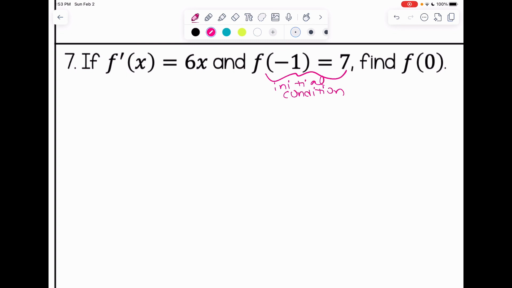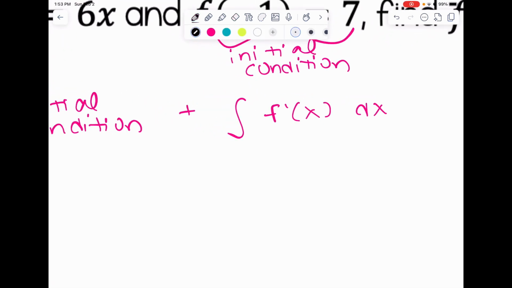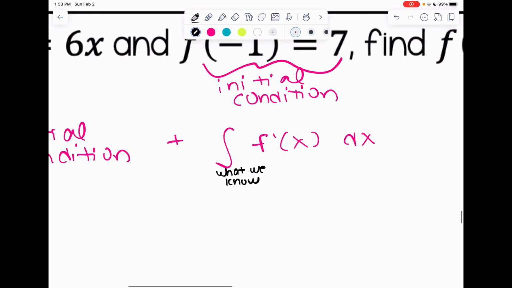So if I'm looking at this, I know that f prime of x is equal to 6x, and I'm going to use the initial condition and that information to evaluate f of 0. So I like to think about the rule as initial condition plus our integral. So we need to find the antiderivative of f prime of x. And then let's talk about our bounds here. The way that I'm going to label this is the lower bound is what we know, an x value we know something about. The upper bound is what we want to know.